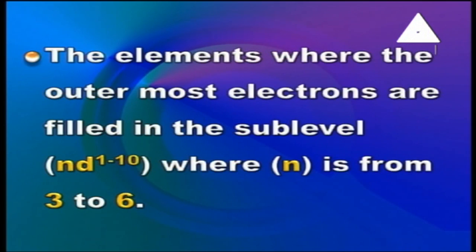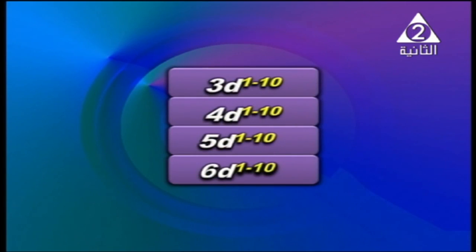For these elements, the outermost electrons are filled in the sublevel nd, where n is from 3 to 6, which is the number of energy levels inside the atom. As shown on the screen, we have 4 series whose elements end by filling 3d, 4d, 5d and 6d from 1 till 10 electrons.